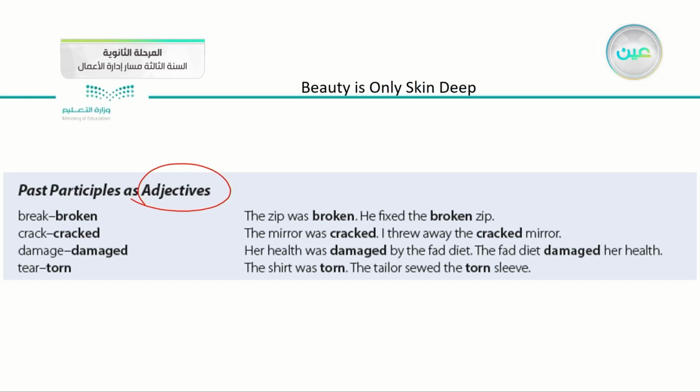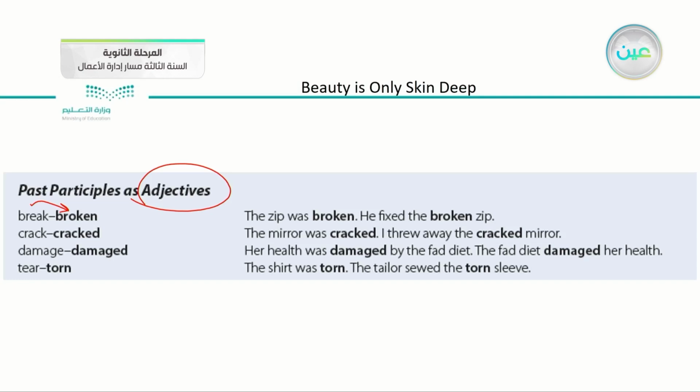For example, if we want to use a past participle as an adjective, it has to be in the past participle. We shouldn't use it in the present form. It should be used in the past participle. For example, we have here the word break, broken, crack, cracked, damage, damaged, tear, torn. So we either add ed or we turn the word into the verb 3 if it's an irregular verb.